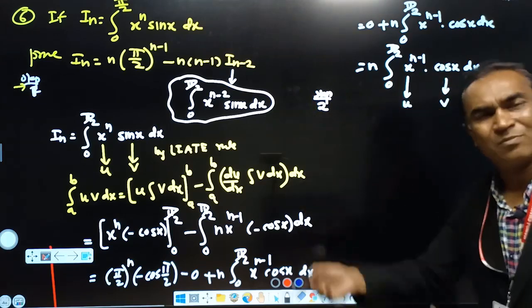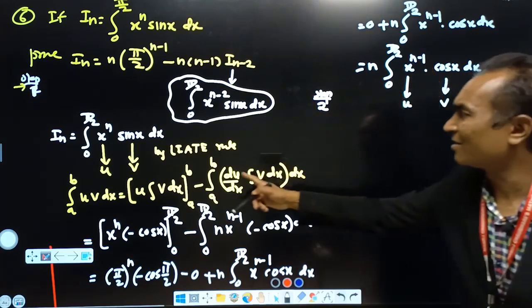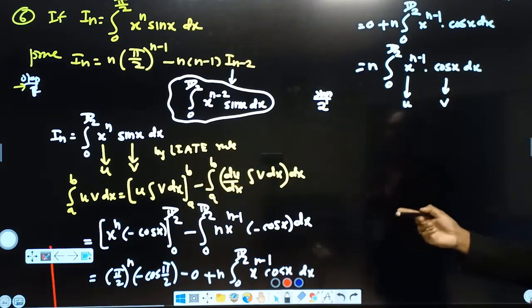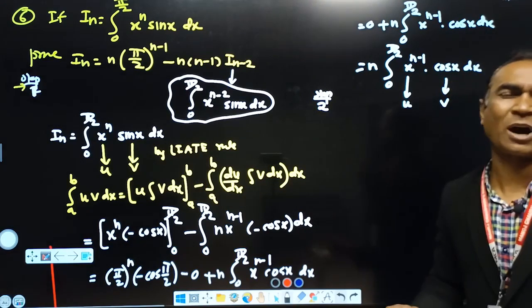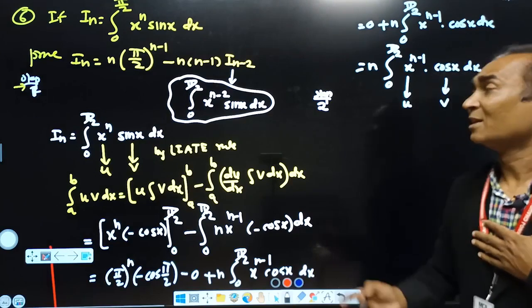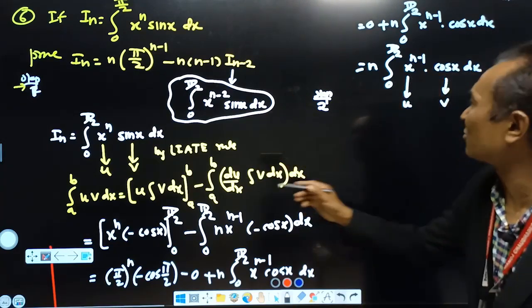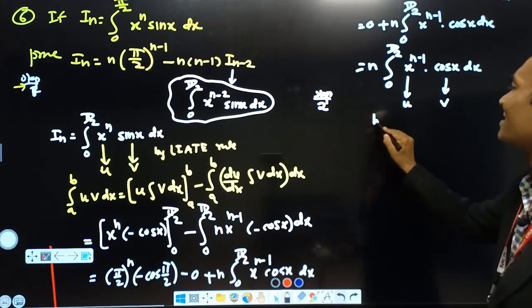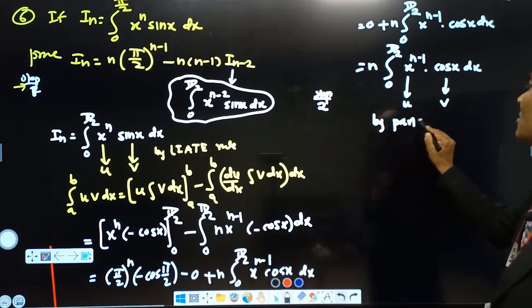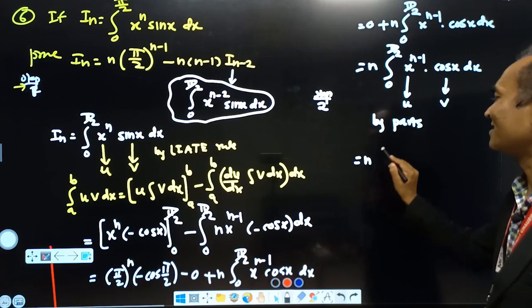Yeah, use the LIATE rule: power of x is algebraic, and then sin is trigonometric. Now apply either of the two choices, whichever you like, but in my opinion the power should be lower, and hence we must take it as u. Now put the respective values by parts, n as it is.